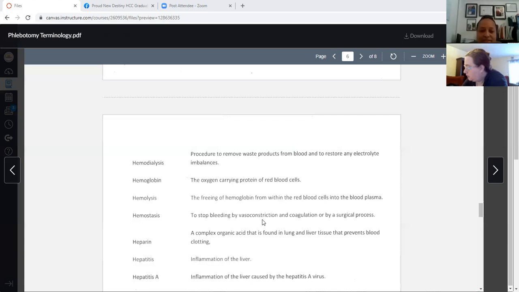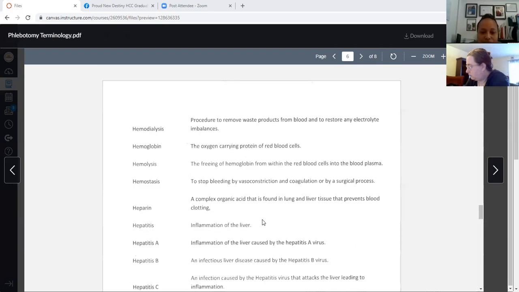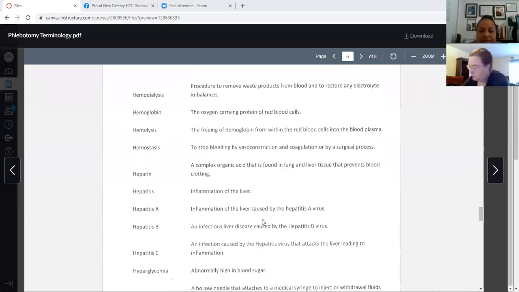Hemostasis, to stop bleeding by vasoconstriction and coagulation or by a surgical process. Hemostasis is basically the balance, the steady state. So you want to highlight that. So we're going to talk about that more also. Heparin is a complex organic acid that is found in lung and liver tissue that prevents blood clotting.